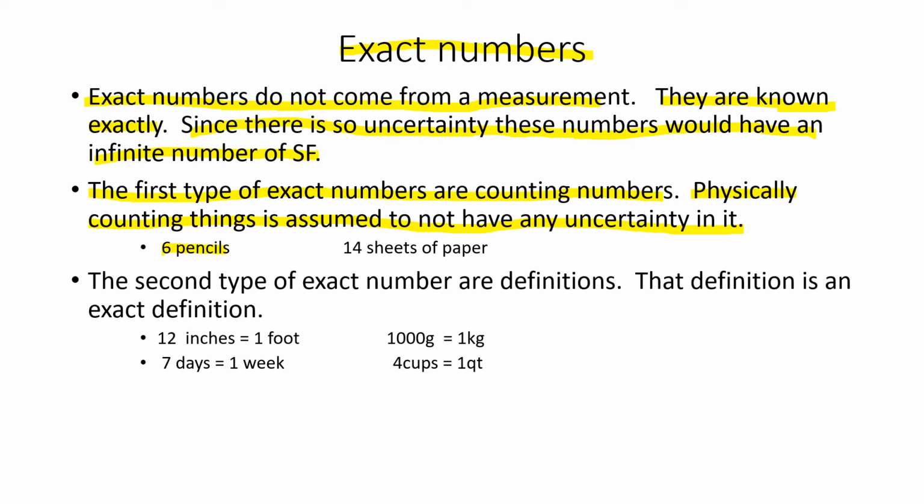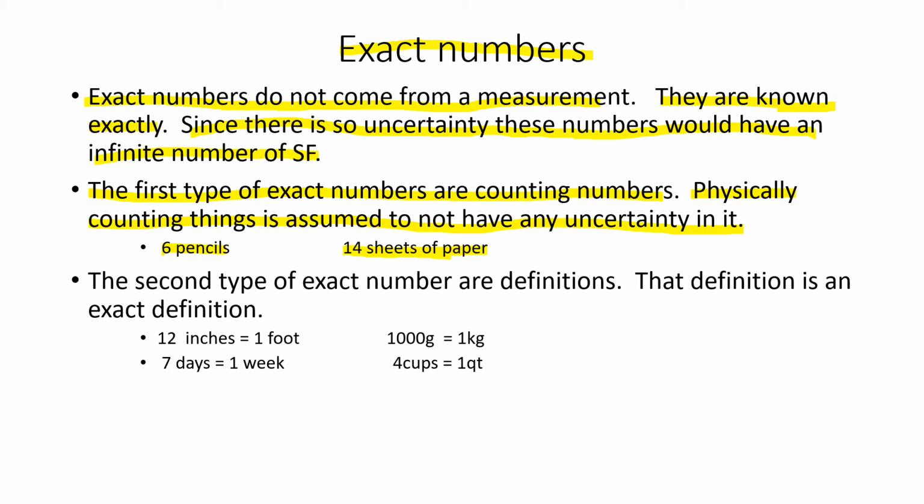Same thing with 14 sheets of paper. You have 14 sheets of paper on your desk in front of you. Well, that's not 2 significant figures from the 1 and the 4. You physically counted out those 14 sheets of paper. There's no uncertainty to that. This would really have an infinite number of significant figures to it.